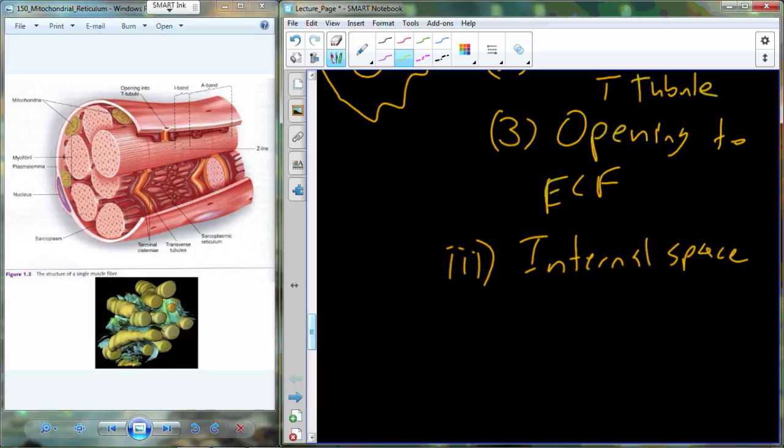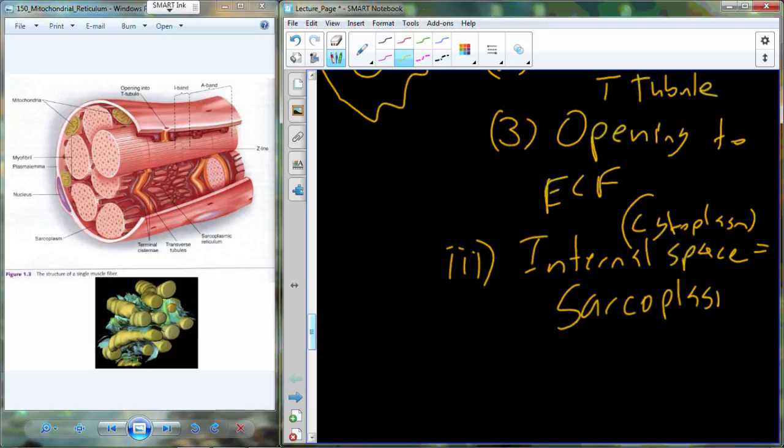All right, the internal space of this particular cell. Anyone remember these terms? What do you call the internal solution? Intracellular fluid, what's another name? Cytosol. And what if we're talking about the space? Cytoplasm. So the internal space of a muscle cell, its cytoplasm, is referred to as the sarcoplasm. We have the sarcolemma, which is the membrane, and the sarcoplasm, which is the internal space.